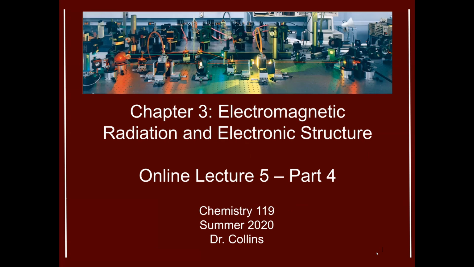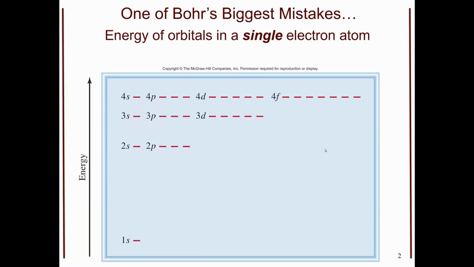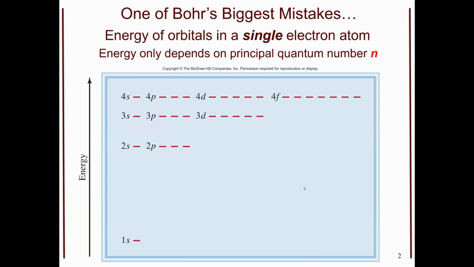Hi students, in this final video for online lecture 5, we are now going to talk about some of the fundamental rules of electron behavior. One of Bohr's biggest mistakes was that he stated that all of our orbitals are dependent on one value only, the principal quantum number. This is how he did the Rydberg equation and many of his assumptions, and it led to his idea of the orbit or spherical nature of all atoms. This was a huge mistake.